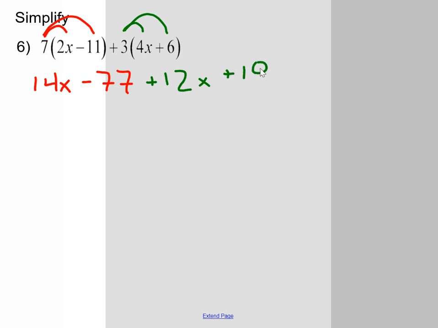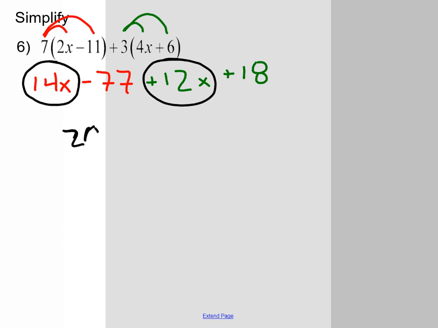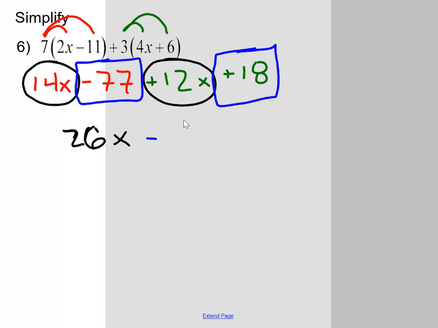Now I have to combine some like terms. So I have 14x's here. I have positive 12x's here. So altogether, I have 26x's. Over here, I have negative 77. I have positive 18. Combined, that is going to be negative 59. Those are not like terms, so there is nothing else I can do with them, and that's going to be my final answer.